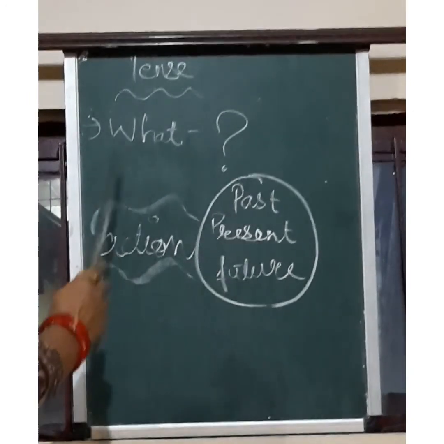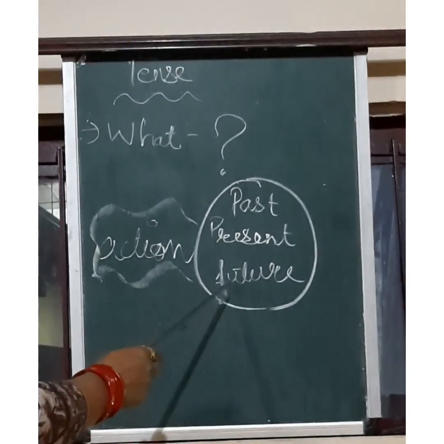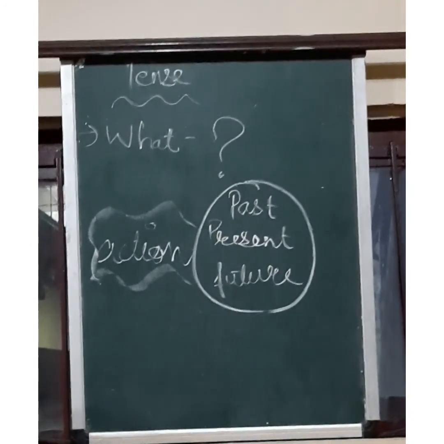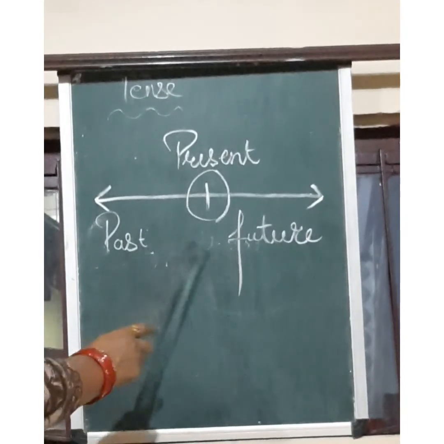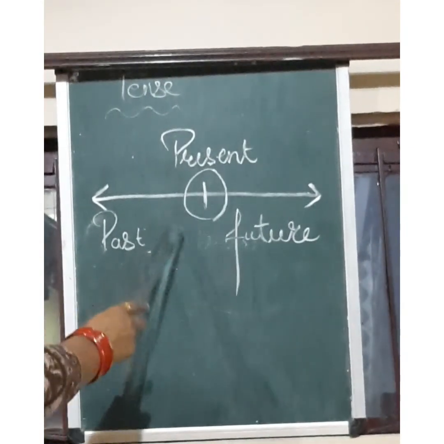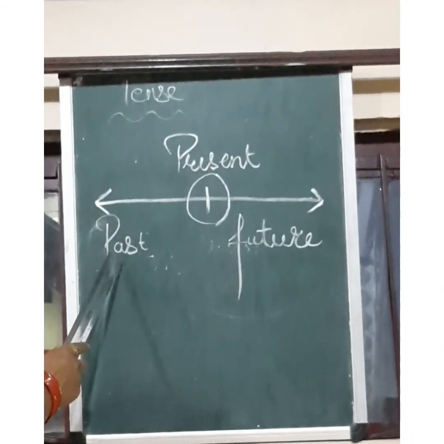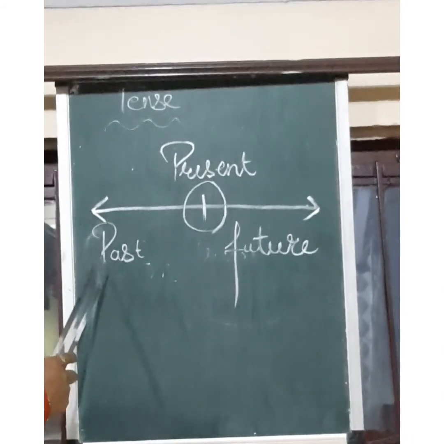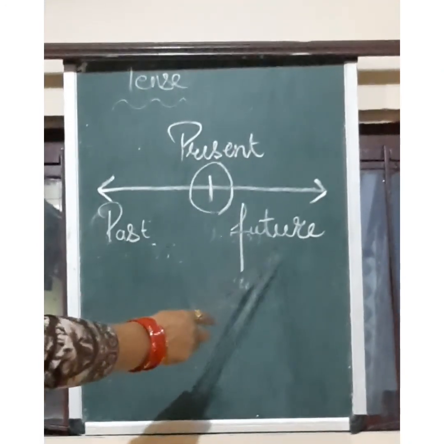Past, जो हो चुका है. Present, what is right now happening with you. Future, what will happen in future. Consider this timeline. The circle represents the present time. The line left to the circle is the time which has already happened or passed, and the line right to the circle is the future time.